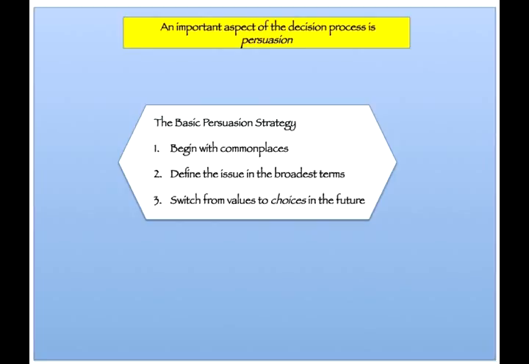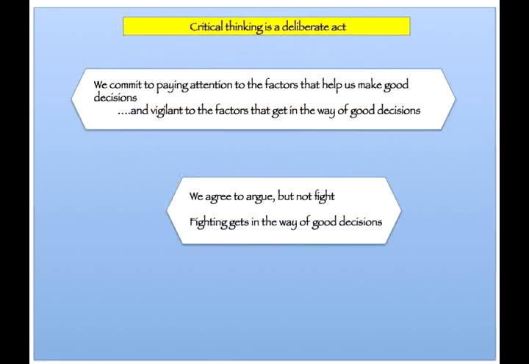Critical thinking is a deliberate act. As critical thinkers, we commit to paying attention to the factors that help us make good decisions, and we remain vigilant to the factors that get decisions off track. As critical thinkers, we also agree to argue rather than fight about our points of view. We are fine with disagreement, but we don't want to be disagreeable. We want to persuade other people instead of telling them what to do. We also want to maintain healthy relationships even though we may disagree.